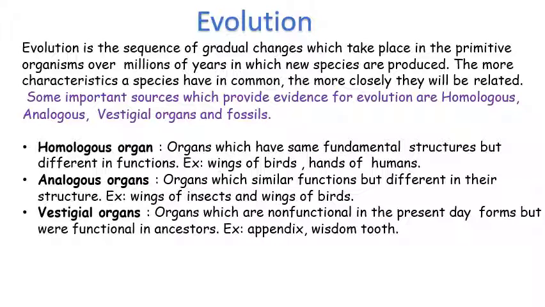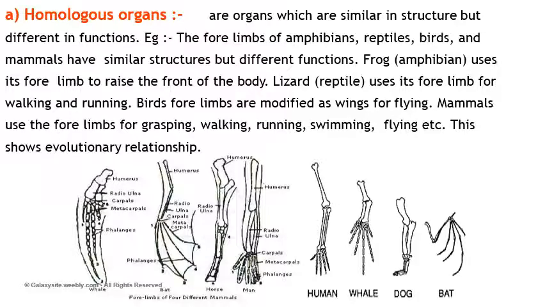What are homologous organs? Organs which have the same fundamental structure but differ in function. Example, wings of birds, hands of humans. Analogous organs: organs which have similar function but differ in their structure or origin. Example, wings of insects and wings of birds. Vestigial organs: organs which are non-functional in present-day forms but were functional in the ancestors. Example, appendix, wisdom tooth, etc. One by one we will see homologous organs.